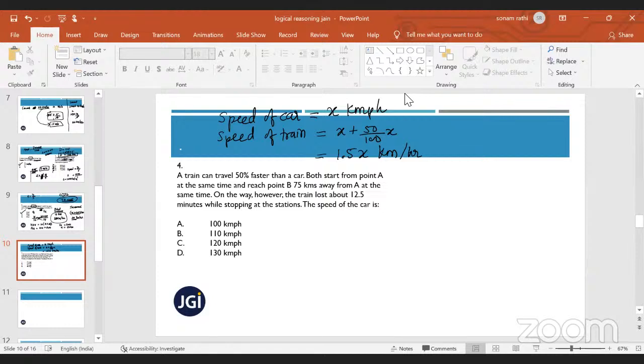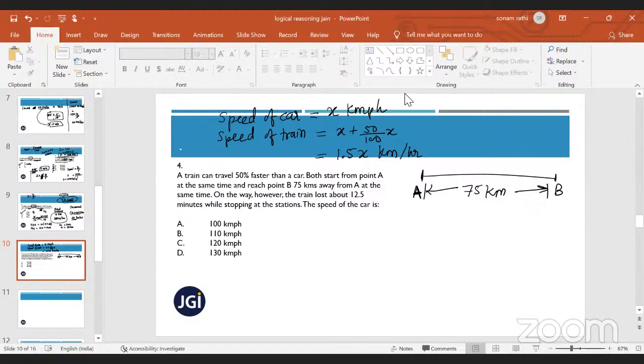Both start from a point A at the same time and reach point B, which is 75 kilometer away from A, at the same time. The distance between A and B is 75 kilometer. On the way, however, the train lost about 12.5 minutes while stopping at the station. Okay, so for 12.5 minutes, the train stopped at a station.